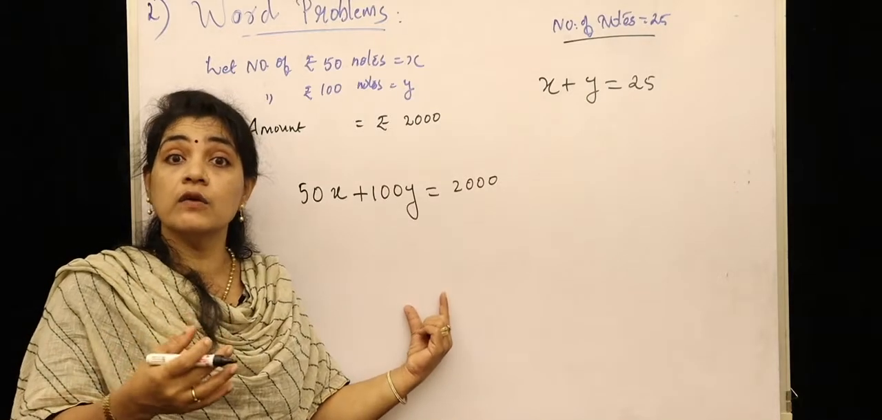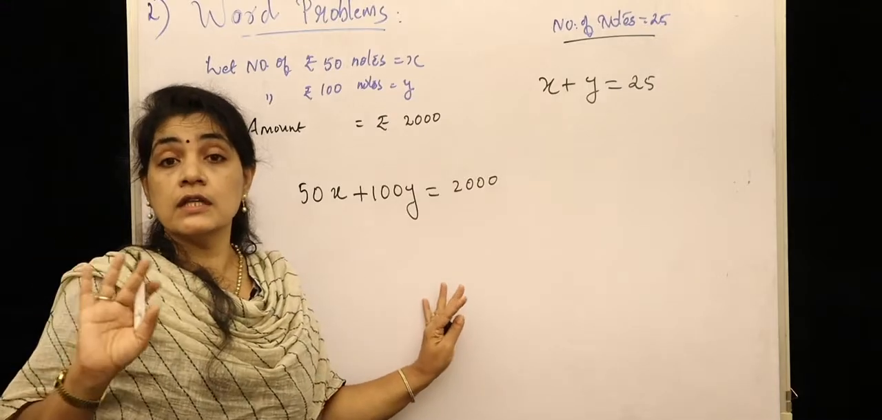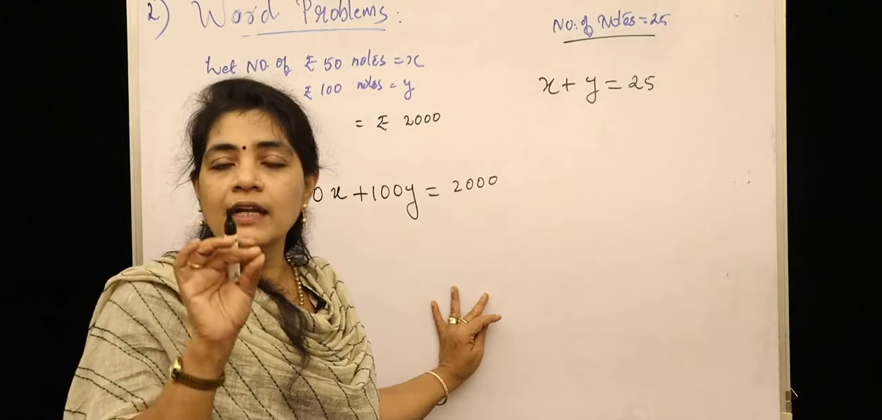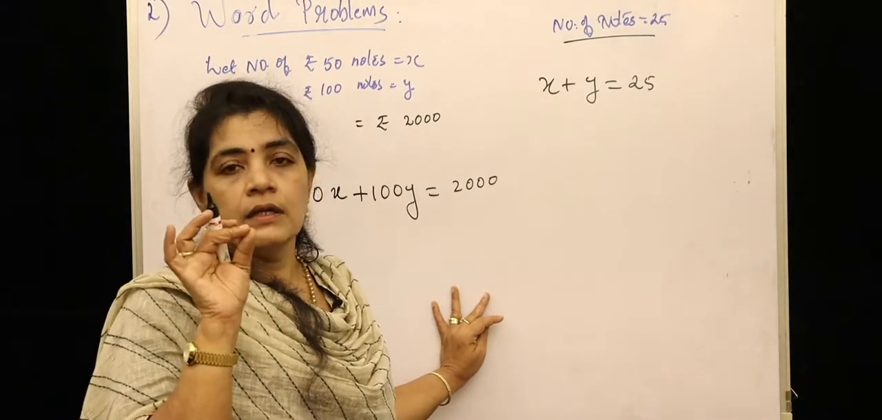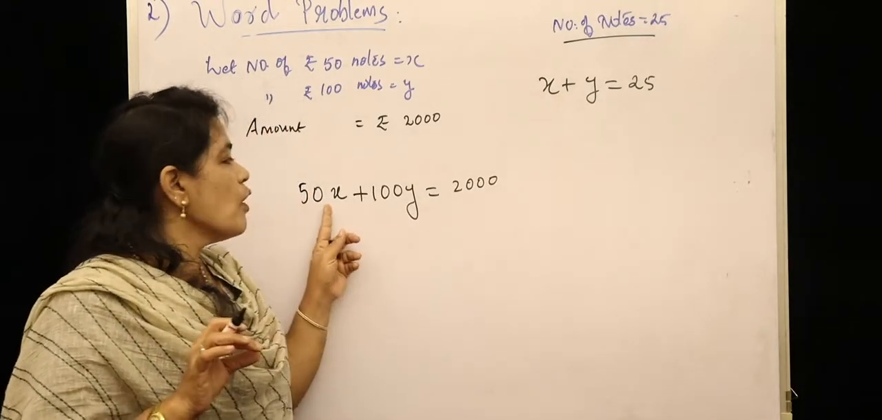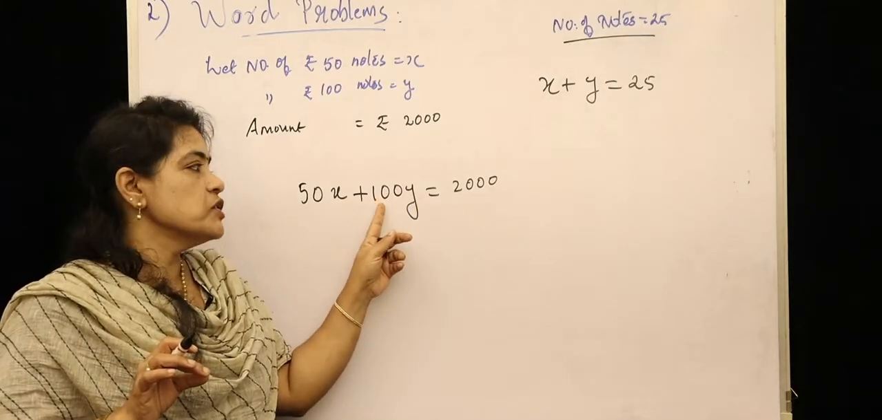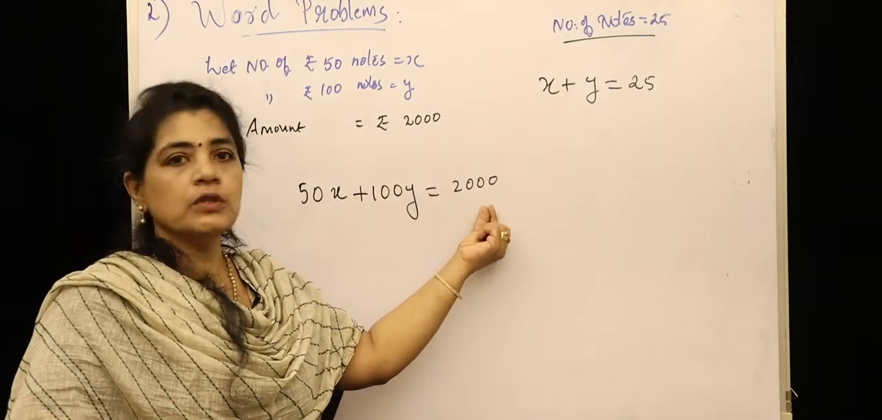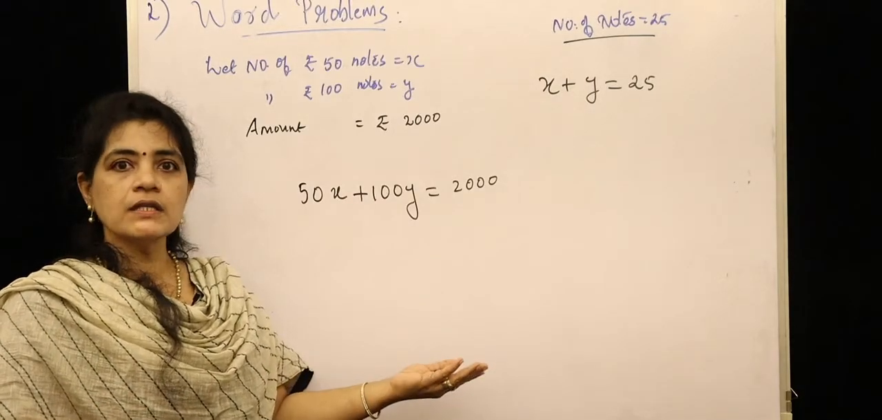This is the way to form the second equation. Don't write the second equation as x plus y is equal to 2,000. That is wrong. In the previous case we got the number by multiplying with its correct place value, then only we get the number. The same way, the amount from x number of 50 rupees notes is 50x and from y number of 100 rupees notes is 100y, which together will be 2,000. Idea is clear?